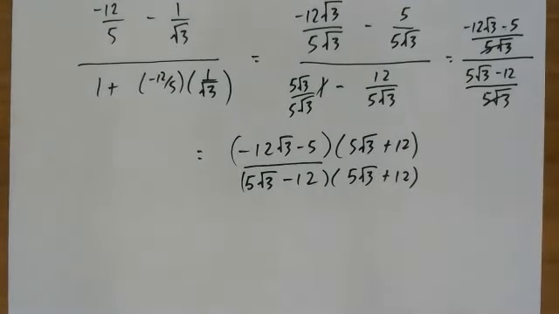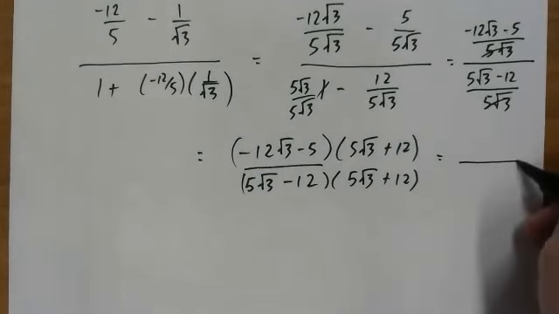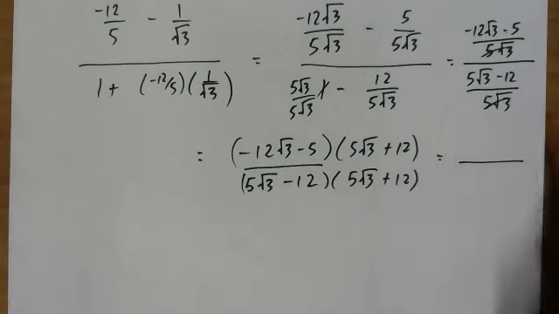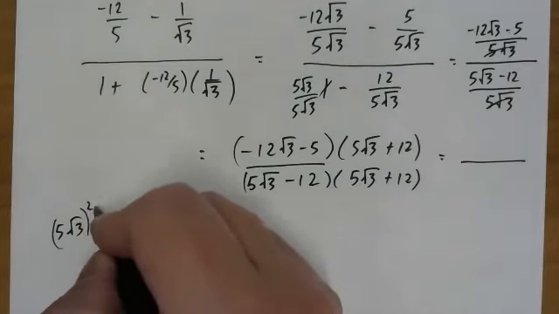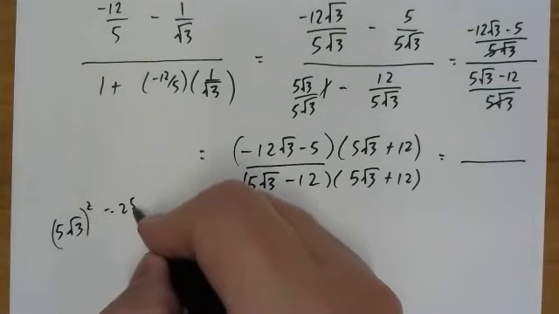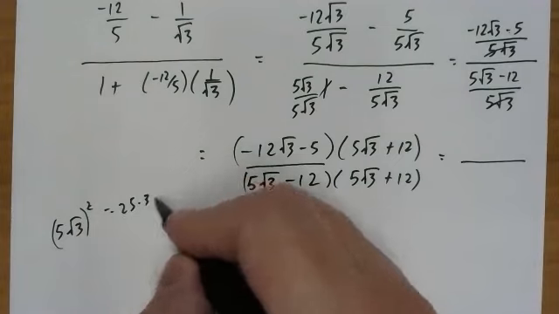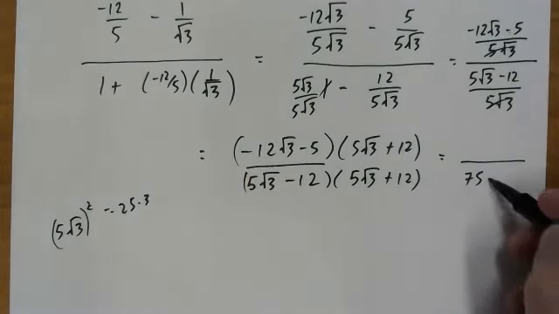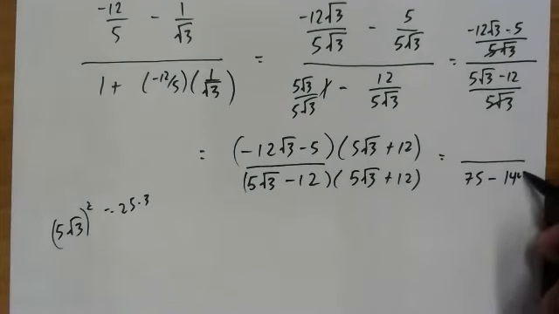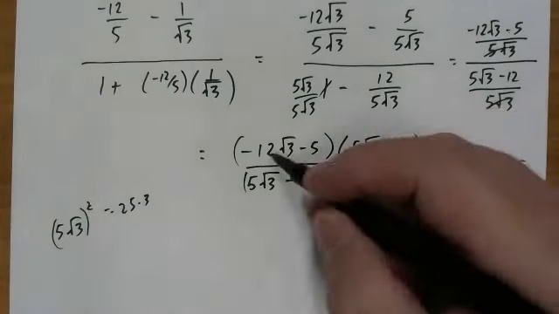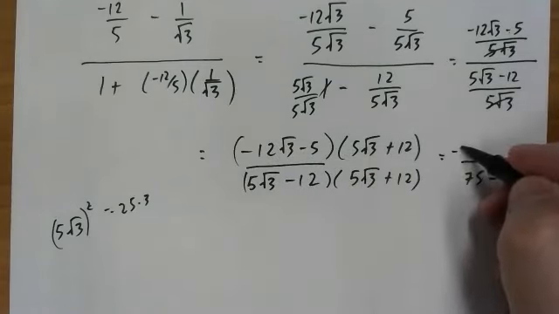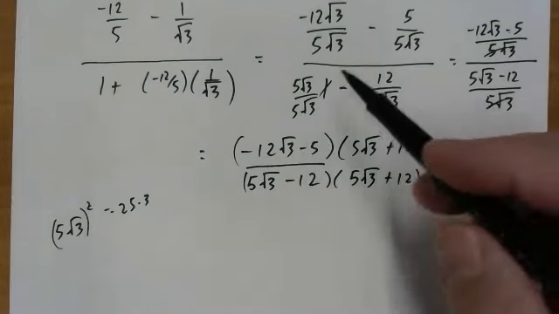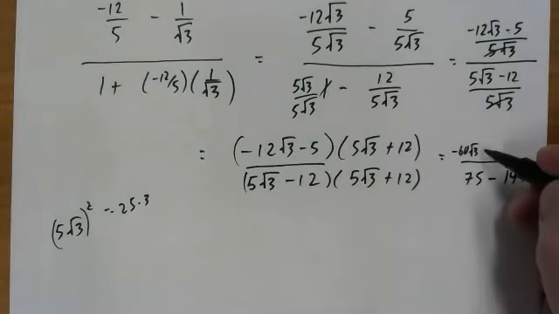So this problem just continues to be sort of ugly. Now, when you multiply by the conjugate, the shortcut is you take the first term and you square it. When you square this, that means you square the 5, which is 25, and the square root of 3, which is 3. So this is actually 75. Then it's always minus, and then you square the second term. And now, unfortunately, you've got to just multiply out. You've got to FOIL these, which is crazy. So minus 12 square root of 3 times 5 square root of 3 is minus 60 square root of 3. Minus 12 square root of 3 times 12 is minus 144.